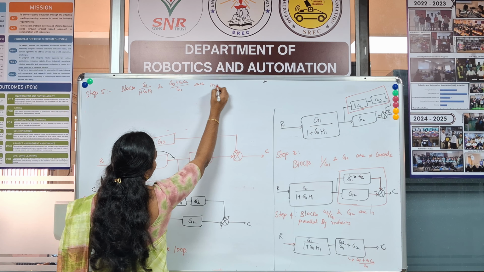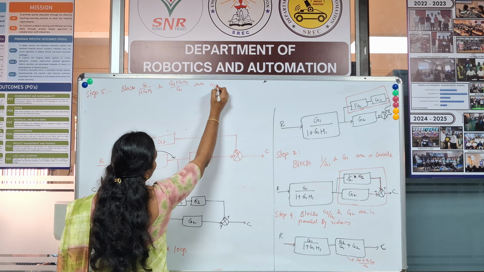When both are in series or cascade, what can we do? We can make it a single block by multiplying the values of both the blocks. So I make it a single block by multiplying G1 divided by 1 plus G1 H1 into the next block, G3 plus G1 G2 divided by G1. Your output is C, your input is R. The value inside this block is your transfer function.